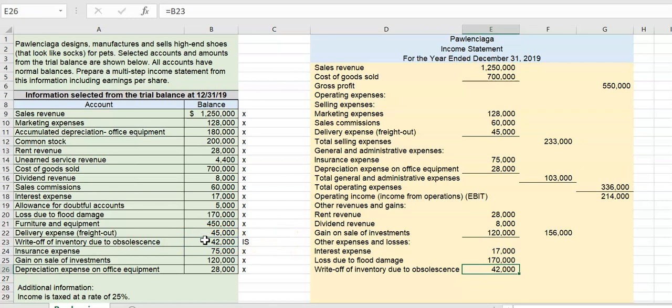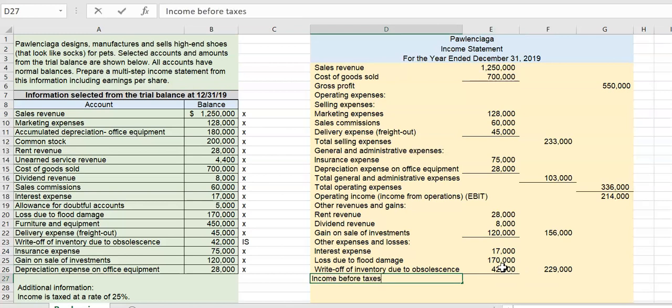Obsolescence means it's outdated, and we're probably not going to sell it for even the cost we incurred to purchase the inventory or to make the inventory. Okay, here's my subtotal for total other expenses and losses. The next total that I have here is going to be called income before taxes.